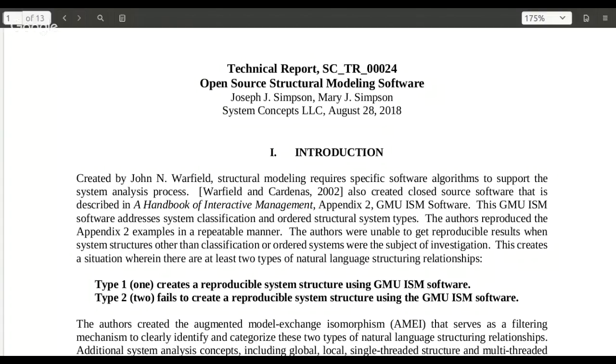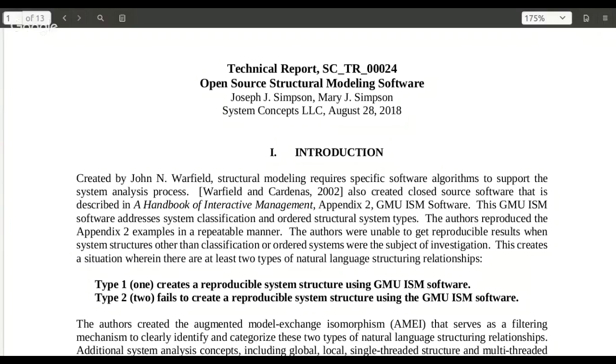And we start out by looking at the GMU ISM software. We've looked at quite a bit, and it's basically a type of software that was produced by John Warfield, a DOS-based system. It was closed source software, but there's a handbook and a manual and instructions on how to use it. So we did a bit of analysis and then created some open source software that emulates and produces those same types of functions.